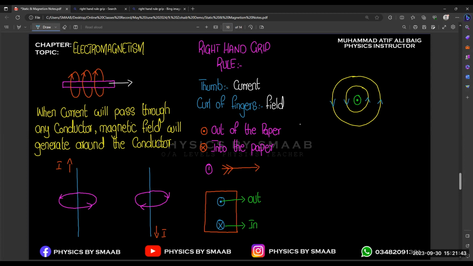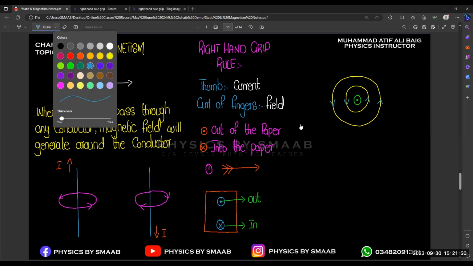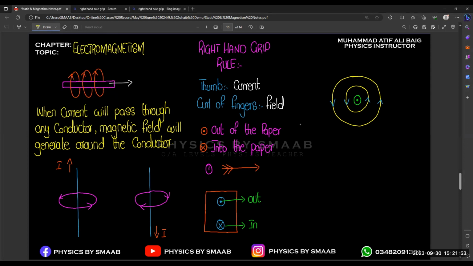Okay, and one more important thing, that when you are drawing these magnetic field, always remember, as you move away from the conductor, the magnetic field will be weaker, right? We also discussed this concept in magnetic field, because when we are close towards a magnet or close towards the conductor, your field will be strong. But when you are moving away from the conductor or the magnet, your field will be weak.